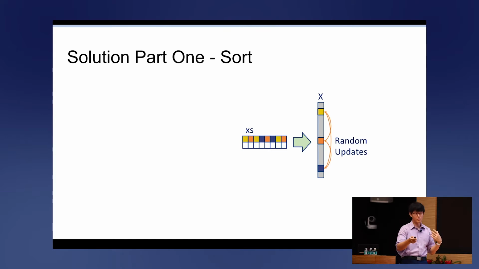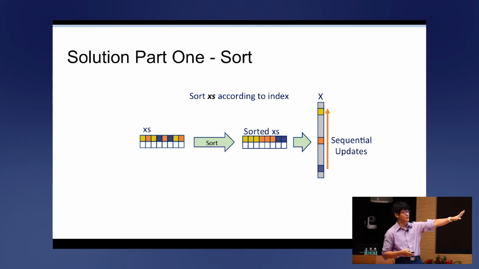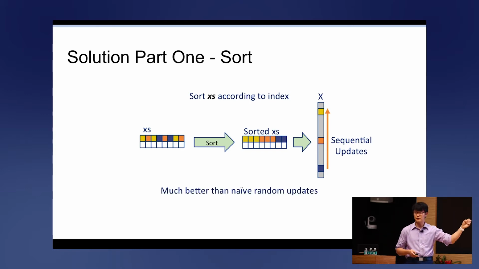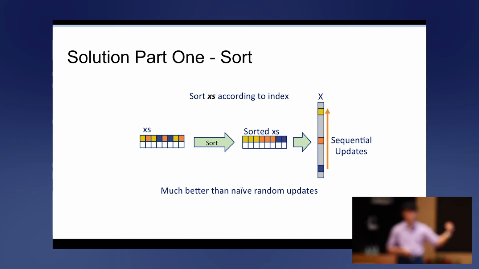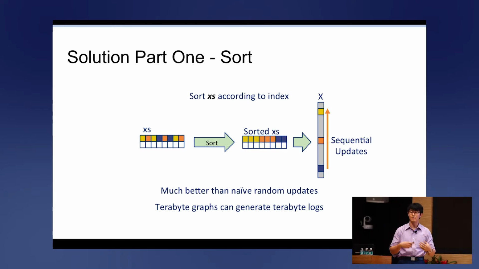The first part of the solution is very simple. It's just sort the requests. Instead of applying the data updates directly, if you log the entirety of the update stream and then sort it, then we get completely sequential updates. This is a simple enough idea, but it is still much, much better than just trying to do naive updates into storage, because we don't suffer that 1,000-fold performance degradation. But when we have terabyte scale graphs, we do have terabyte scale logs that we have to sort, and that's also a significant performance overhead if we compare against the fully in-memory implementations, which we are trying to beat.